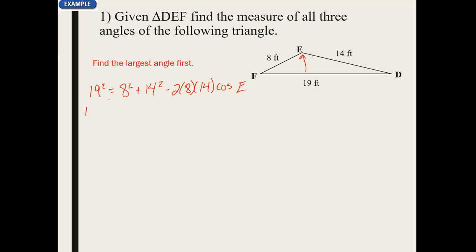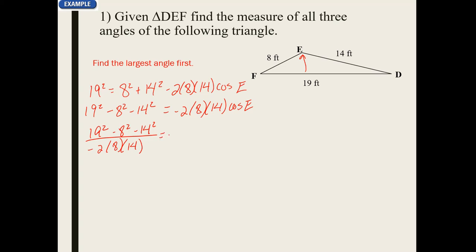And then I'm going to subtract the 8 squared and the 14 squared. So 19 squared minus 8 squared minus 14 squared equals negative 2 times 8 times 14 times the cosine of angle E. And then divide. So 19 squared minus 8 squared minus 14 squared, all divided by negative 2 times 8 times 14, is equal to the cosine of angle E.